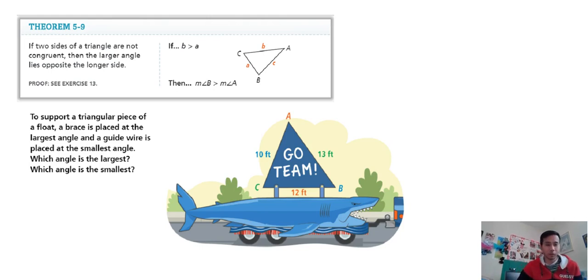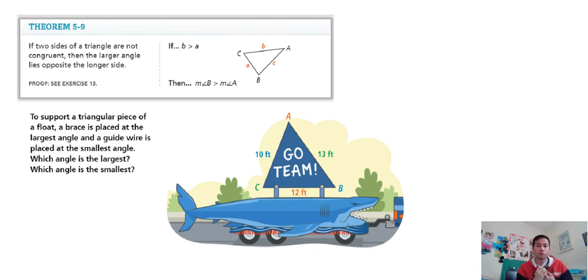Let's jump into the first theorem, which is Theorem 5-9. It states that if two sides of a triangle are not congruent, then the larger angle lies opposite the longer side. So we are now going to look at the relationship between the sides and angles: opposite the larger side will be the larger angle.